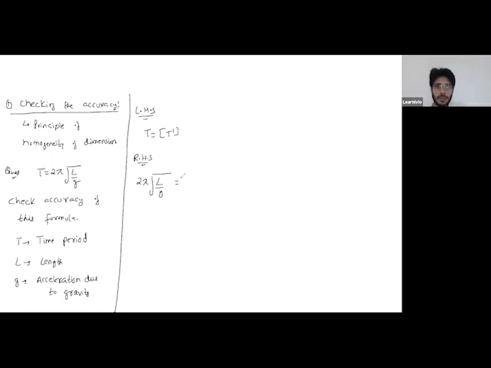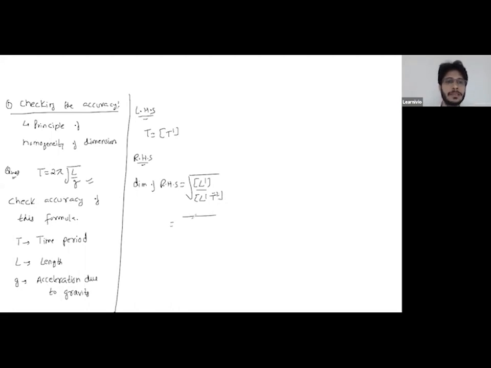It's 2 pi root over L by G. 2 and pi both are dimensionless constants, so they don't have any dimensions. So you are left with root over L. L is length, L1. So you can simply write this as dimensions of RHS. 2 pi is dimensionless. It's root over L. L is length. The dimensional formula of length is L1. G is acceleration due to gravity, so the dimensional formula is L1 T minus 2.